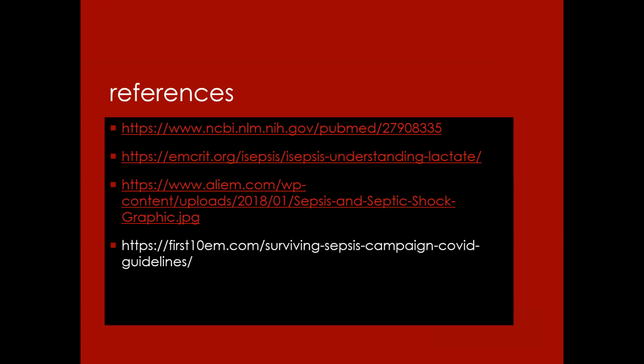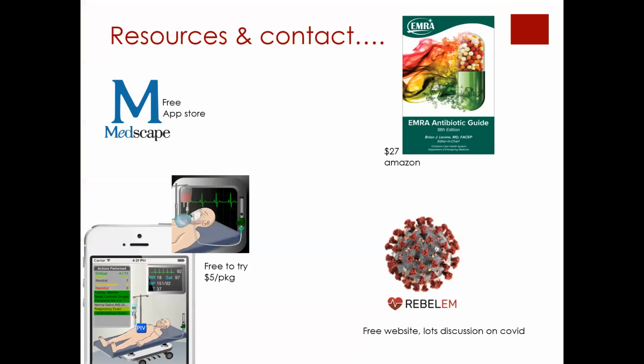If you guys are interested in checking out the Surviving Sepsis campaign related to COVID, I listed the really good reference, very easy to read, down there in white, the first 10 in EM. That's a great place to go. Here are a couple of recommendations for sources and resources that I personally recommend, especially this EMRA antibiotic guide. It's worth every single penny. There's actually a 19th edition out right now. Highly recommend if you don't have it.